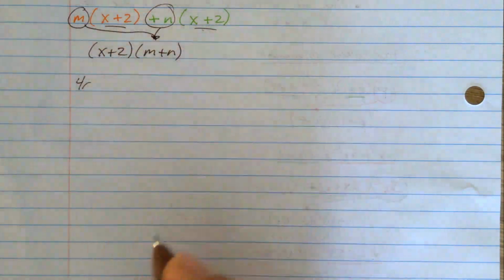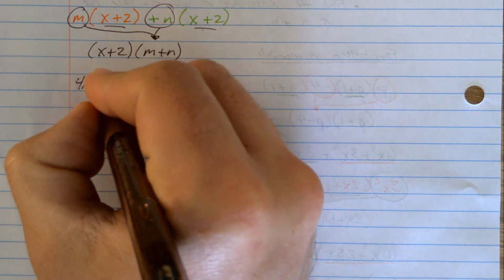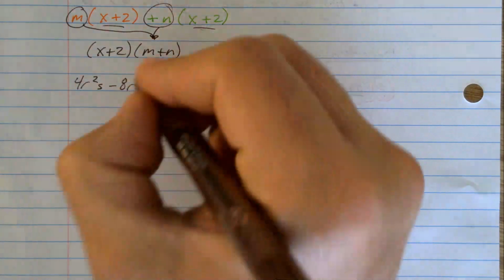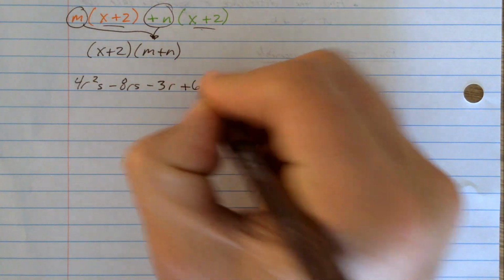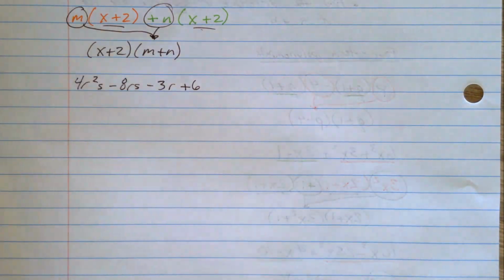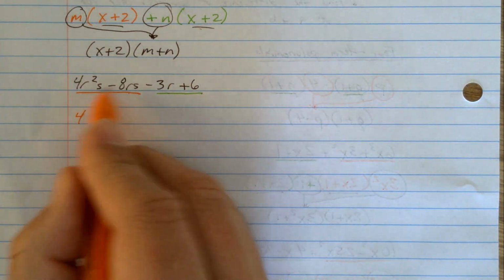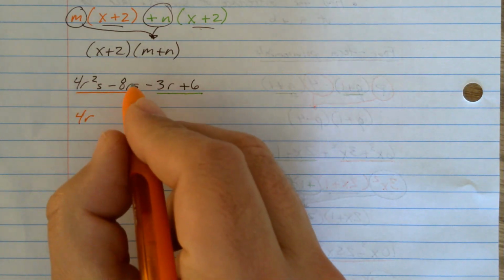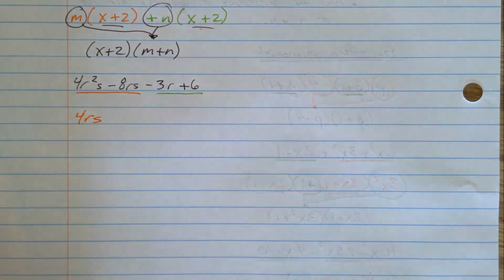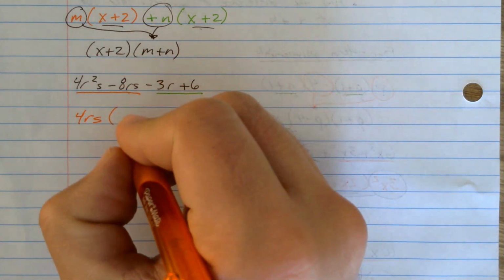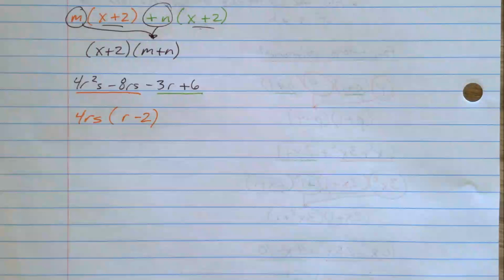Now we have 4r squared s minus 8rs minus 3r plus 6. So again, we have 4 terms. We divide the first 2 and the last 2. So the first 2 have a 4 in common. They have an r. R to the first power is the smallest exponent, and they both have an s. So when we divide by 4rs, that gives us r minus 2.